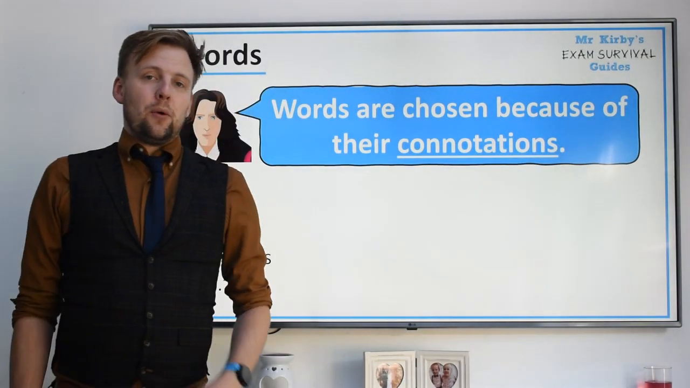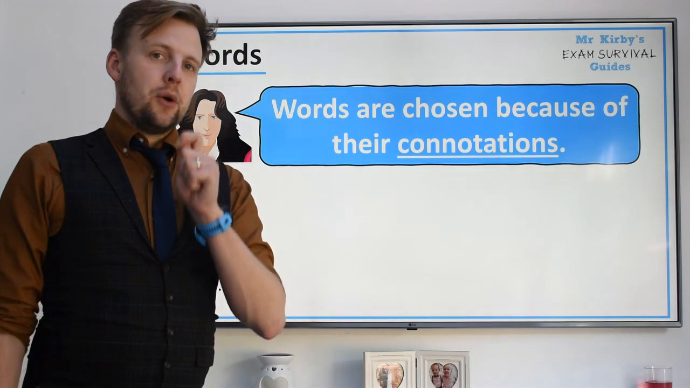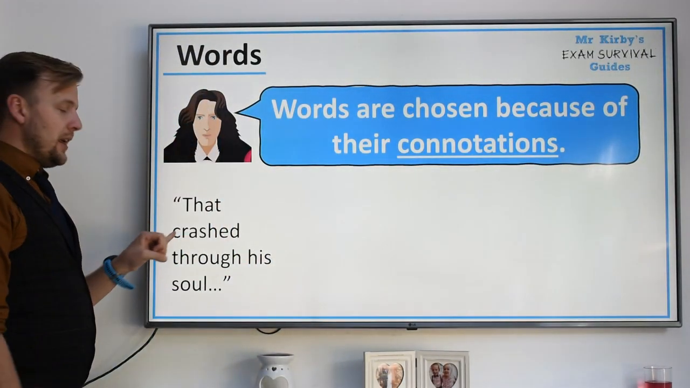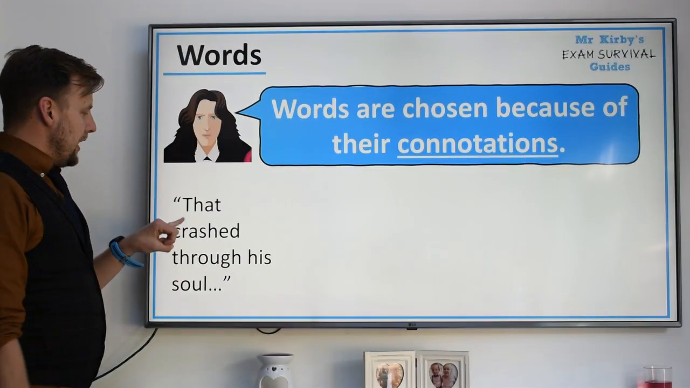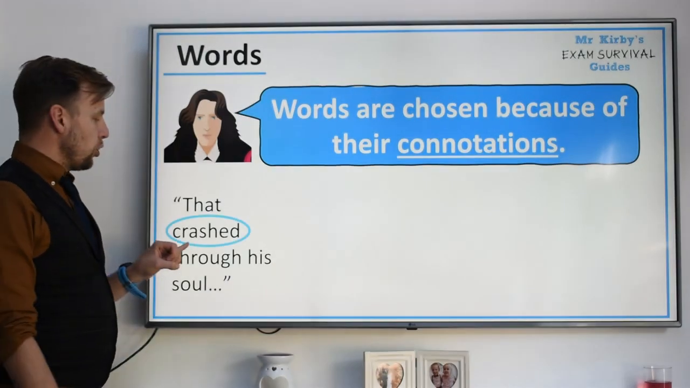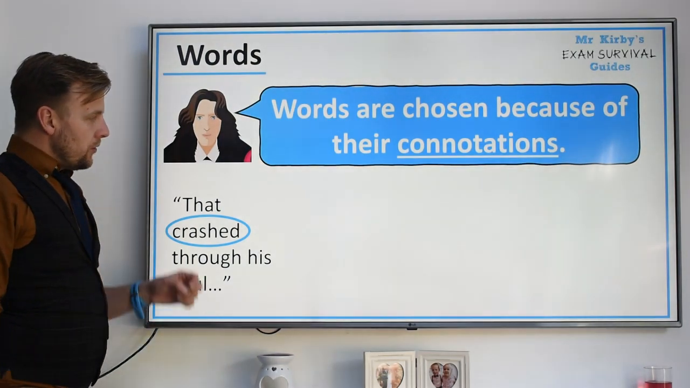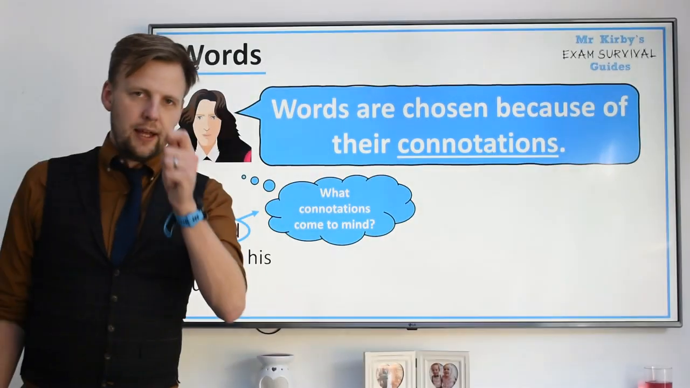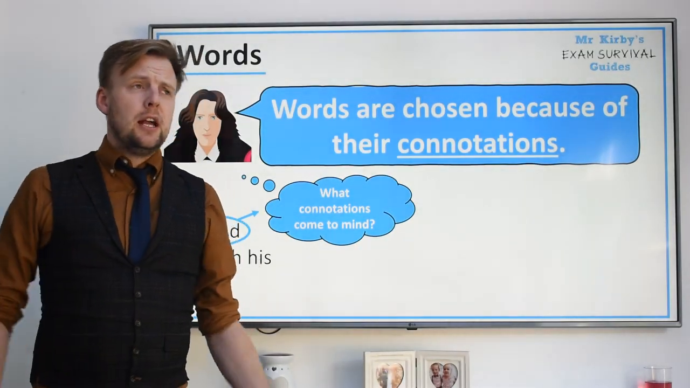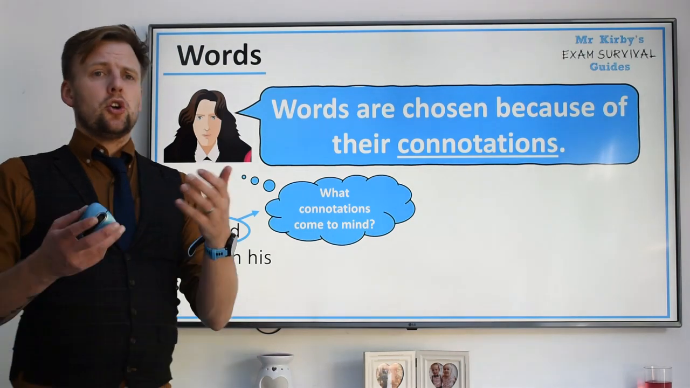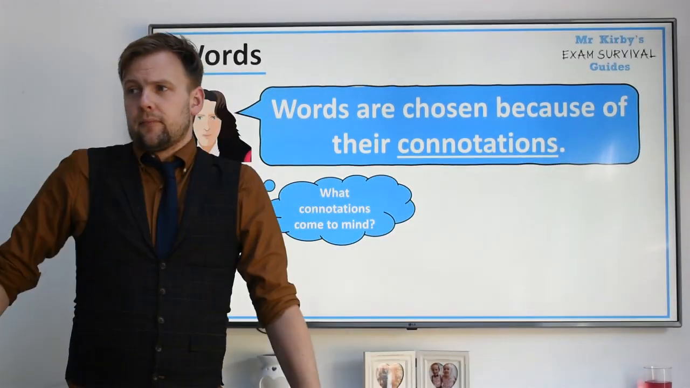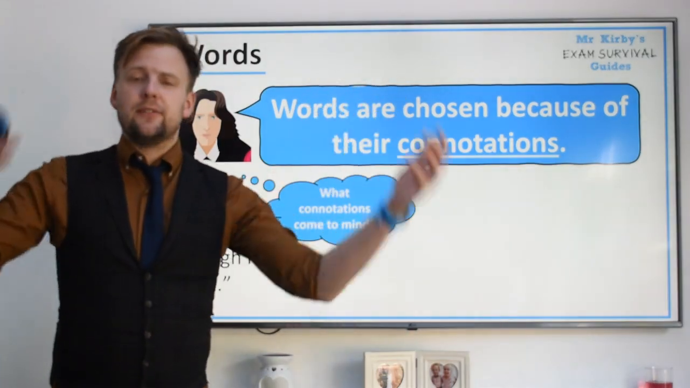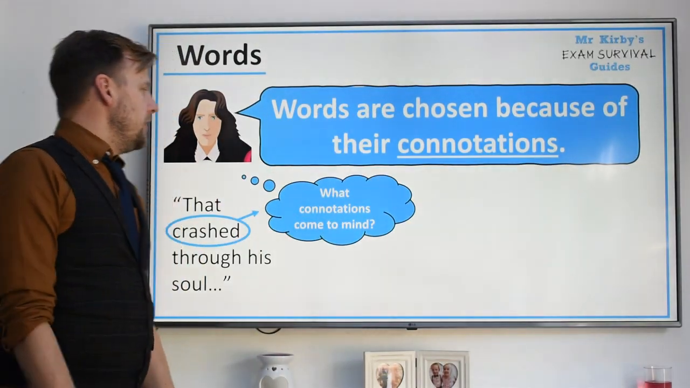Now, whenever we talk about words, we're talking about connotations. So whenever a writer has chosen those words, it's because of the connotations that come with it. So if we go back to the one we had at the start, that crashed through his soul, let's talk about that word crashed, okay? First of all, we're thinking connotations. What connotations do we think of crash? Now, the skill here is don't go for the obvious. How many people in the country are going to go, crashed? Oh yeah, that's when there's an accident, or when two things collide, or when someone gets hurt, okay? Yeah, let's go a little bit deeper though.